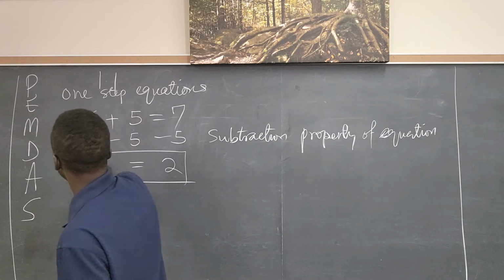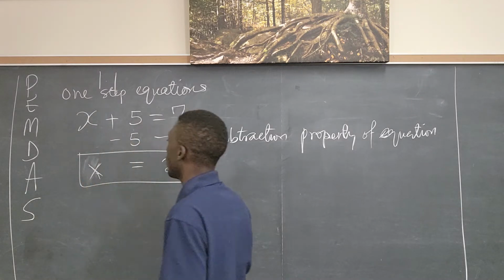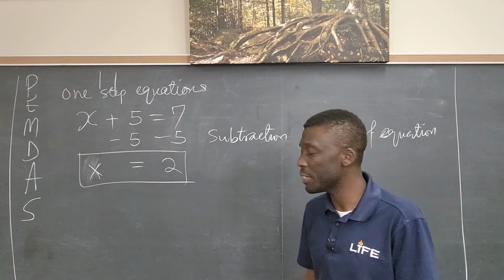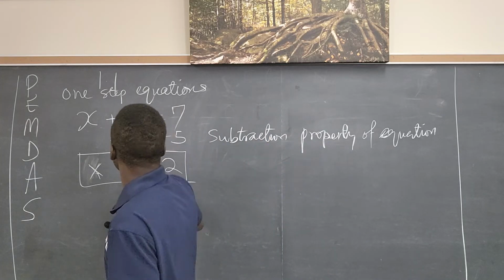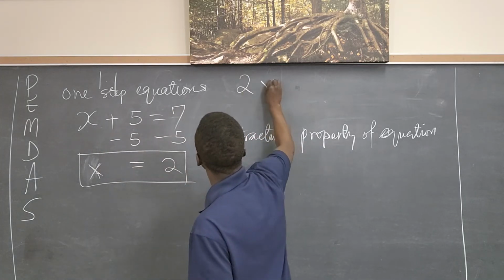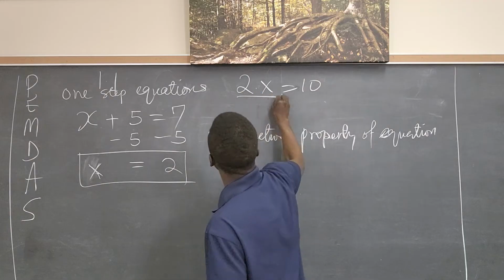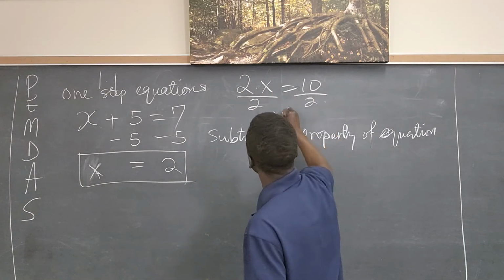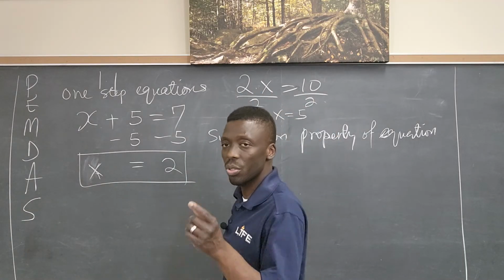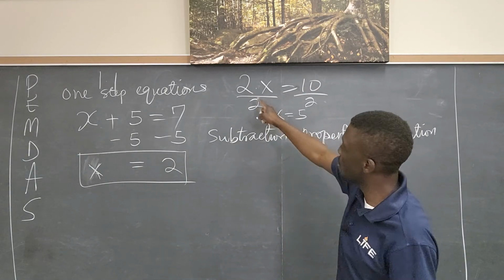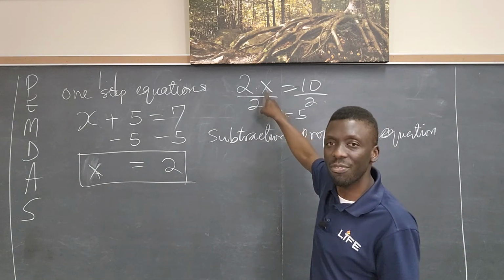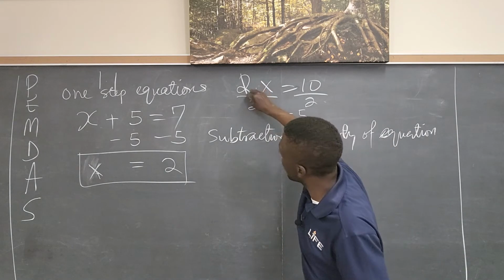Okay? So x is equal to 2. We subtract 5 from both sides. Okay, very good. With one-step equations, when you're multiplying two things, you divide both sides by the number in question. So in this other example, it was 2 times x. We divide by 2 here to get rid of that x.